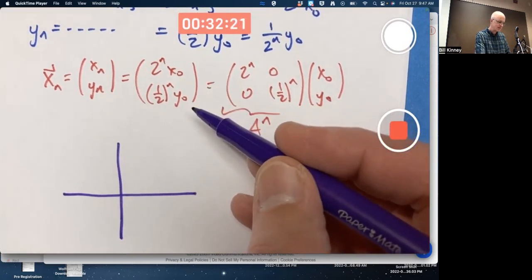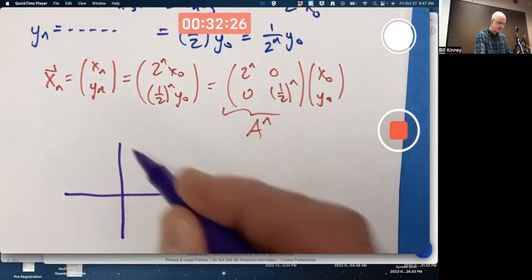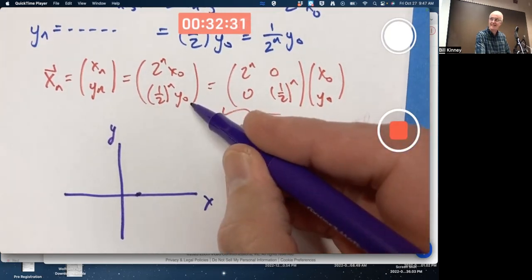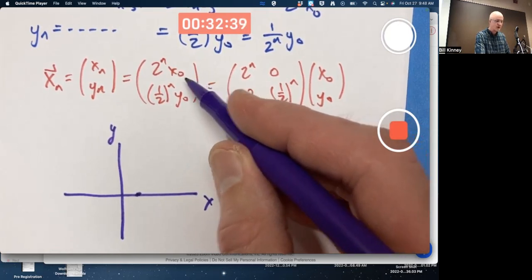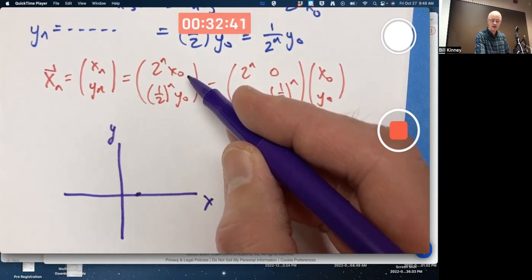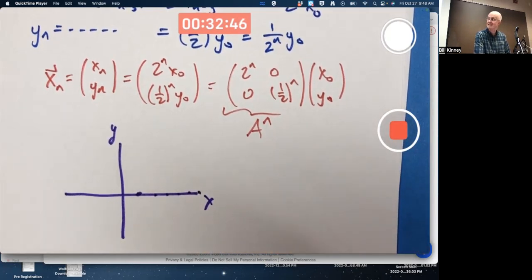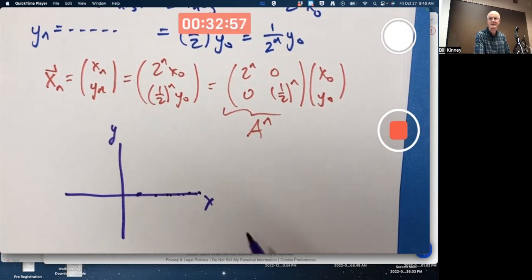Do notice if y naught is 0, if we start on the x-axis, then y stays 0, and we get 2 to the n x naught for the x component and 0 for the second. 2 to the n grows to infinity as n grows to infinity. The points have to move away from the origin, and they're all staying on the x-axis. The x-axis you could maybe call a straight line solution, even though the points themselves are discrete points. It's not a curve, it's a set of points. It's a sequence is the official name.